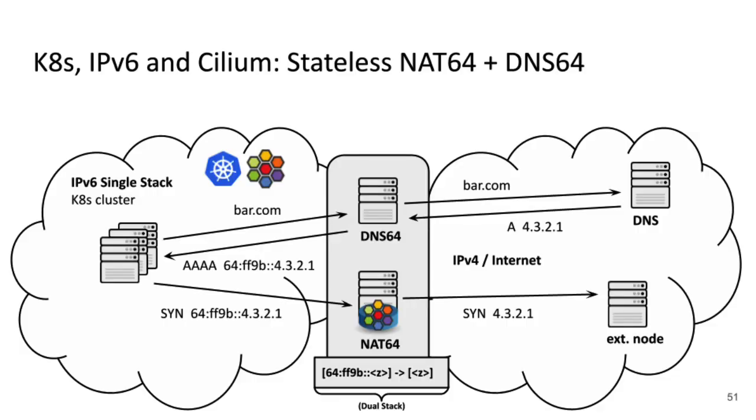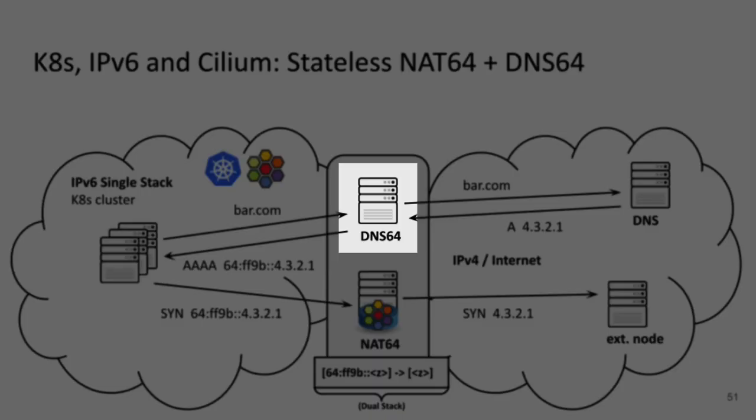NAT64 presents a different challenge, and that's really when you want to connect your IPv6 pods to a workload running on IPv4. The challenge here is the DNS resolution, right? So if you have a website like GitHub that is not on IPv6, you need to get an IPv6 address for the client, right? So we need to find a way to create an IPv6 address for github.com for our client to access it. So for this, we're going to be using DNS64.